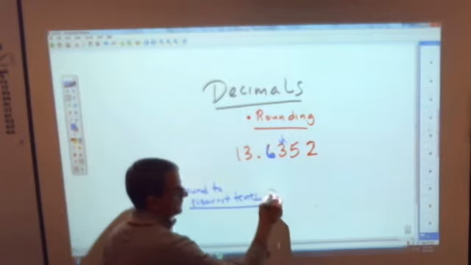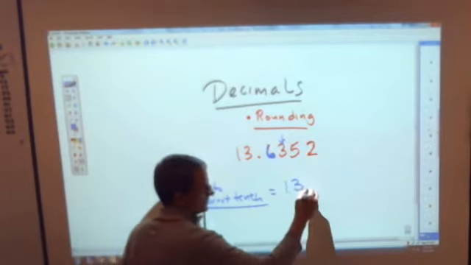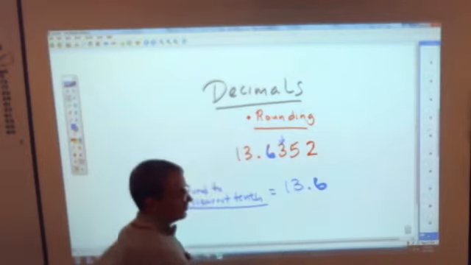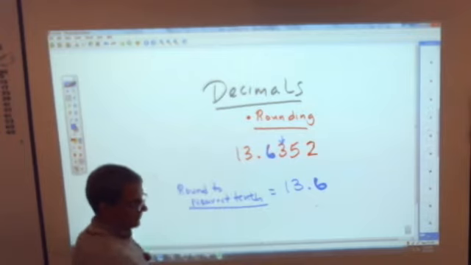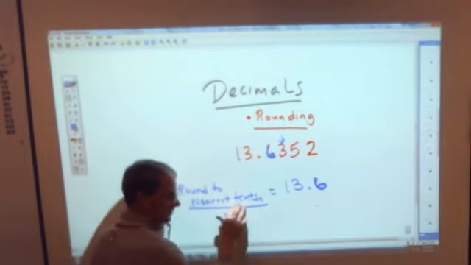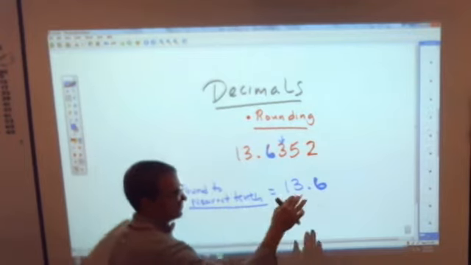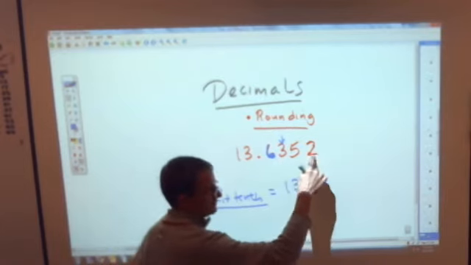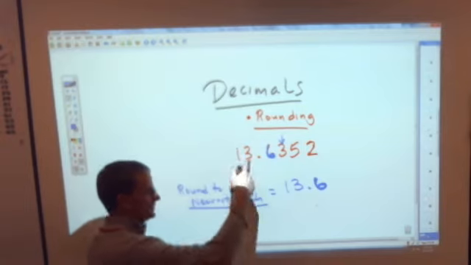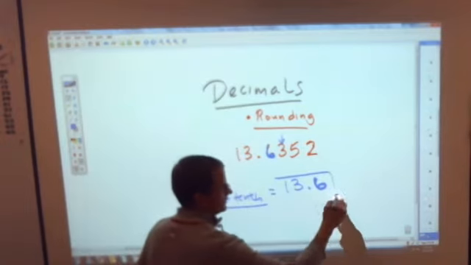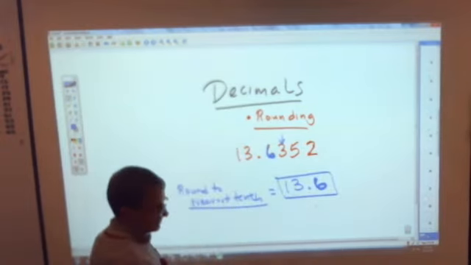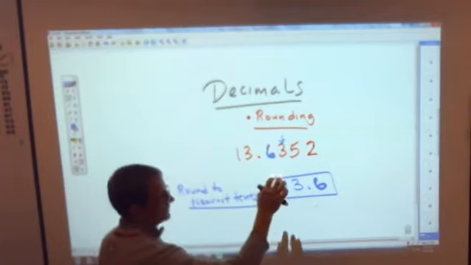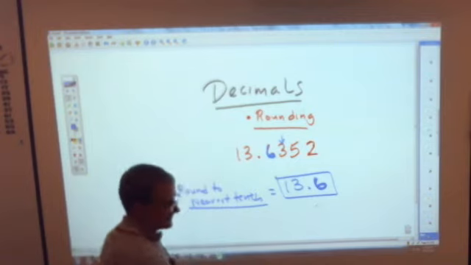If it's 4 or less, it stays the same. But here is the deal. It's going to stay a 6. But in decimals, unlike with whole numbers, if you are rounding to the nearest tenth place, there are no digits after the tenth place. I do not make these zeros. If I'm rounding this to the nearest tenth, the last digit in my answer is in the tenth place. So 13.6352 rounded to the nearest tenth is 13 and 6 tenths.